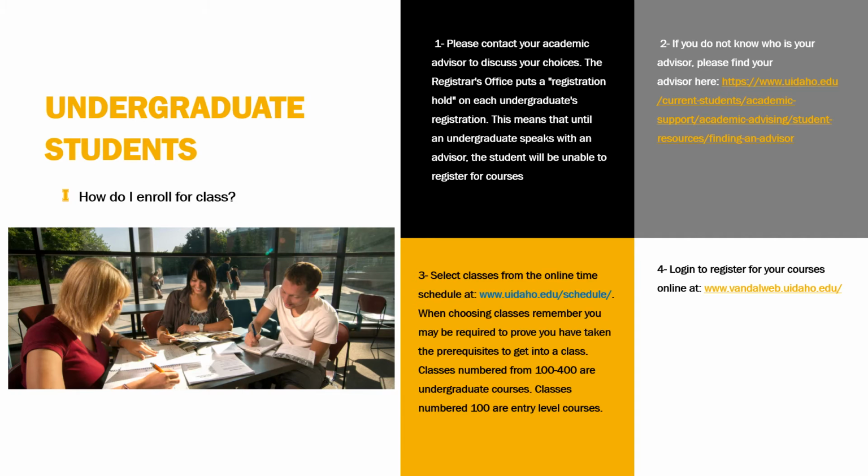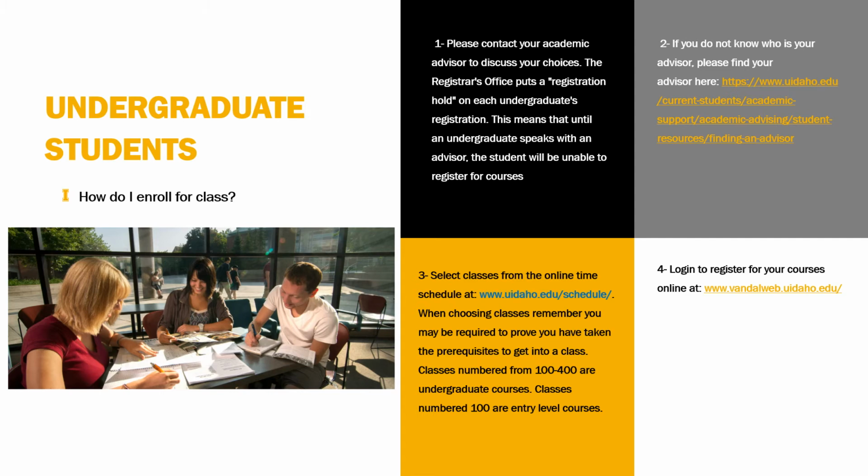Undergraduate students must contact their academic advisor to discuss their class choices. The registrar's office puts a registration hold on each undergraduate's registration. This means that until an undergraduate student speaks with their academic advisor, the student will be unable to register for courses. If you do not know who your academic advisor is, please use this link to find your advisor.